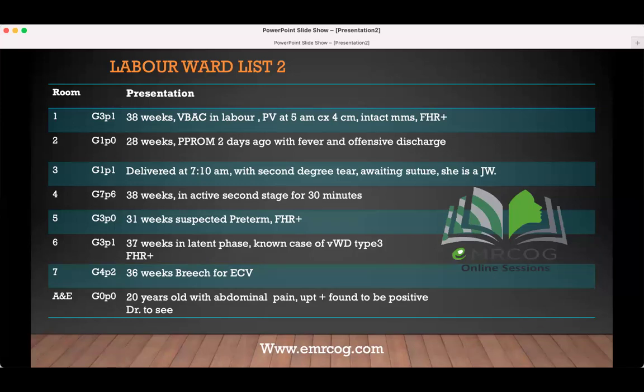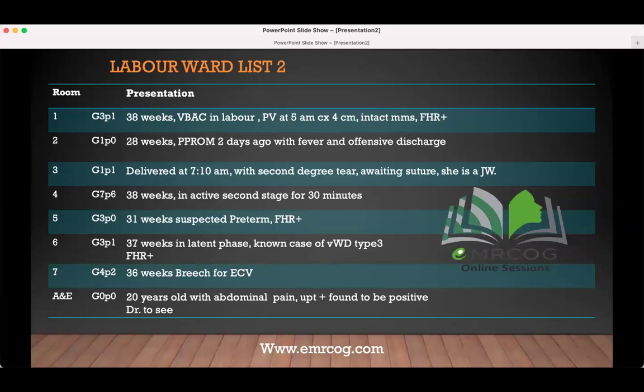Now we have the breech for ECV. This is a routine case, as you said. So we are going to send the midwife here to explain to her the situation and how busy the labor room is, and to check the fetal heart rate. And if afterwards she needs a range ultrasound, she can be attended by the consultant after finishing the emergency.